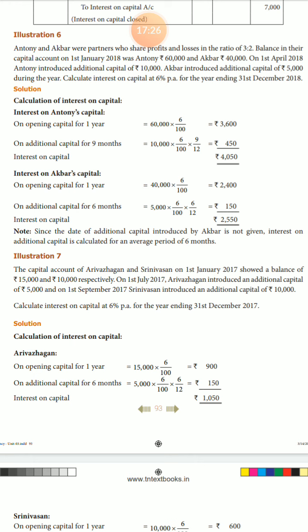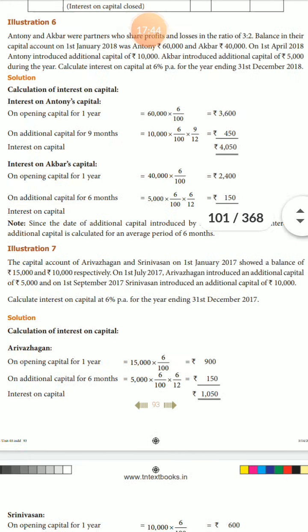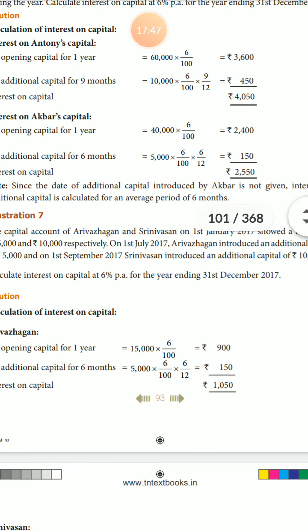First one is opening capital. For the first year how much? 15,000 rupees for Arivalagan, and Srinivasan. First you write Arivalagan interest on capital: 15,000 into how much percentage? 6%. 6 by 100. The amount is 900 rupees.